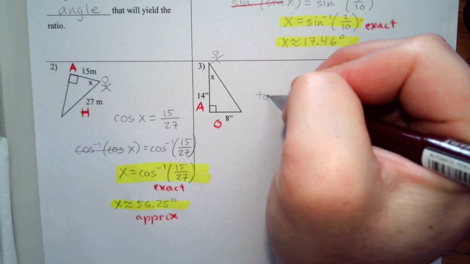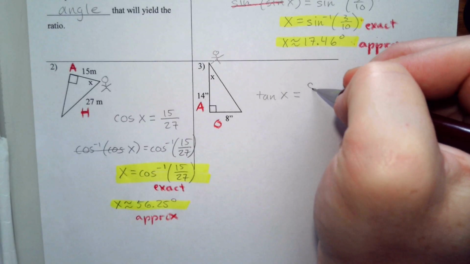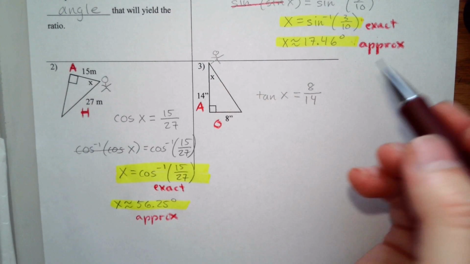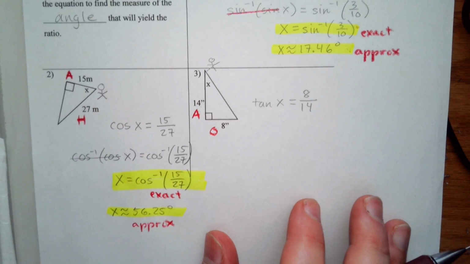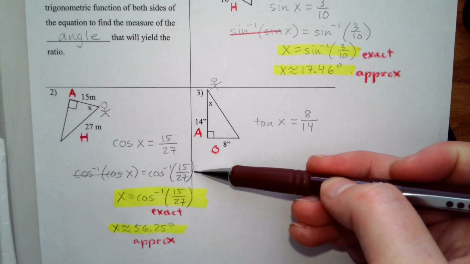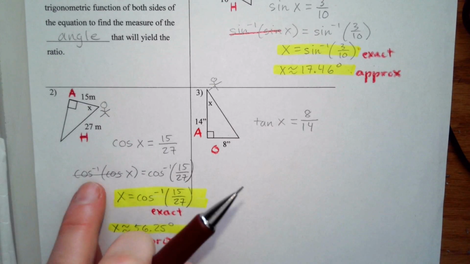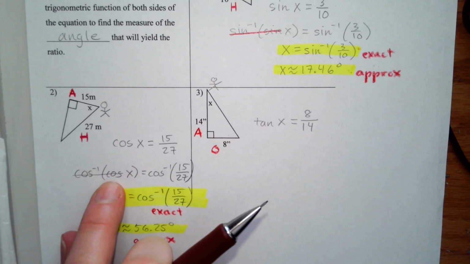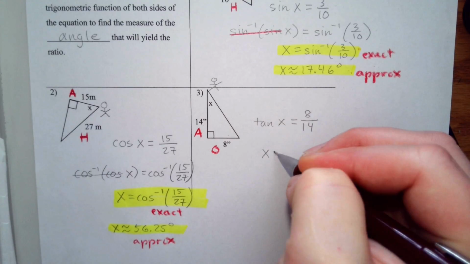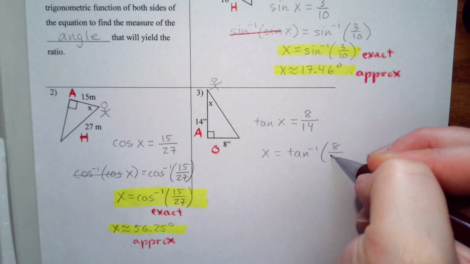So tangent of the angle that I want to find is equal to the opposite, which is 8, divided by 14. Now, I told you a little bit earlier, you don't have to show all this work, and what I mean by that is we don't need to show this taking the inverse of both sides. Like I said, that's more Math 3. I just want you to understand that cosine and the inverse cancel each other out. So, once you set up your ratio, you can jump straight to this. So x equals inverse tangent of 8 over 14.